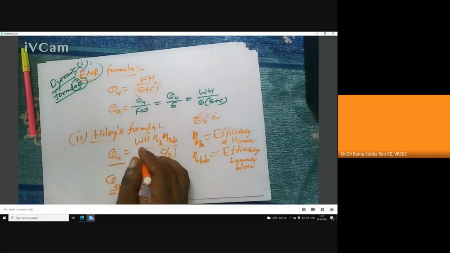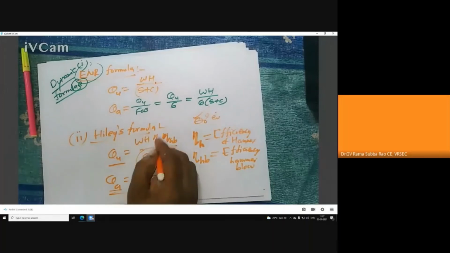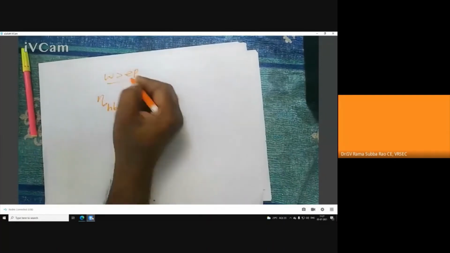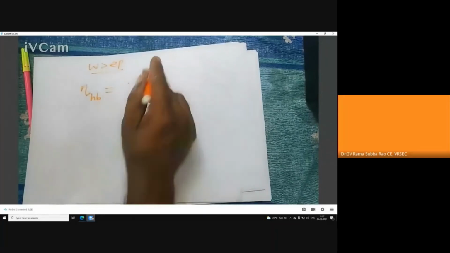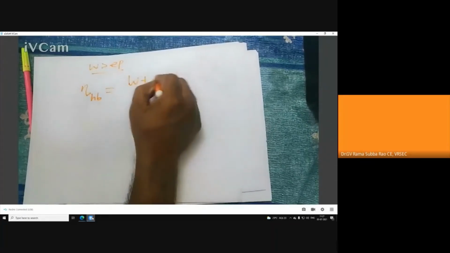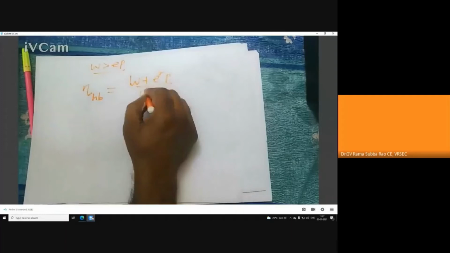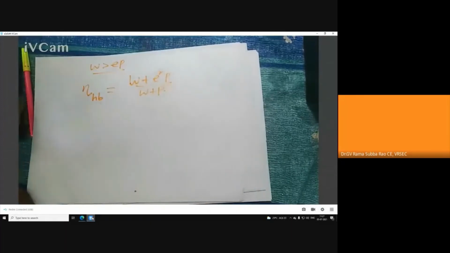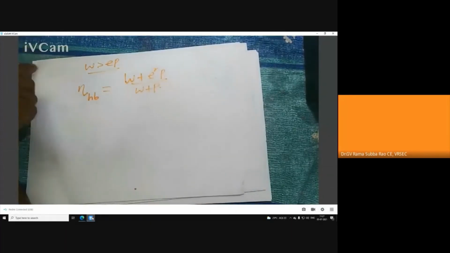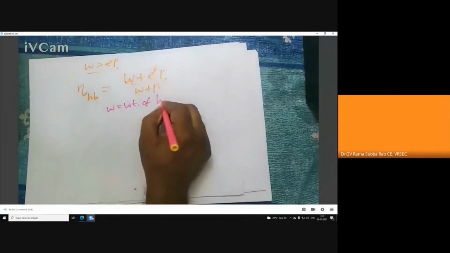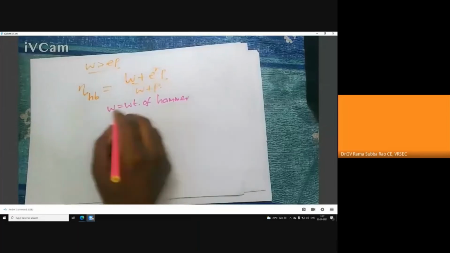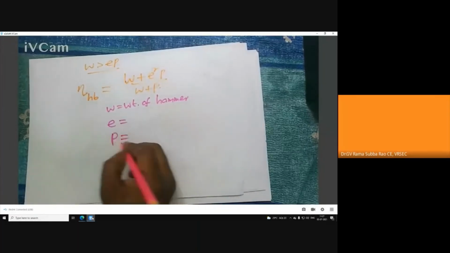But the thing is, eta H is the efficiency of hammer. We have a formula: if W is greater than EP, then efficiency of hammer will be W plus E square P by W plus P. I think you are ready to ask me one question. What is W? Weight of the hammer. Now you can ask me what is E, what is P. I am ready to tell you.